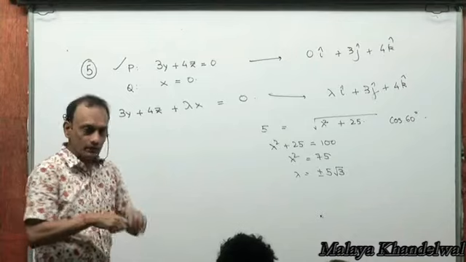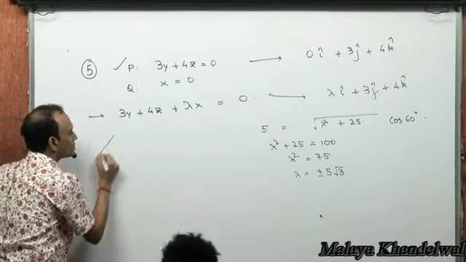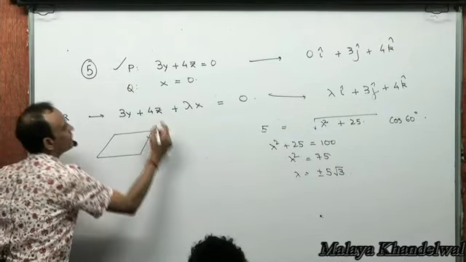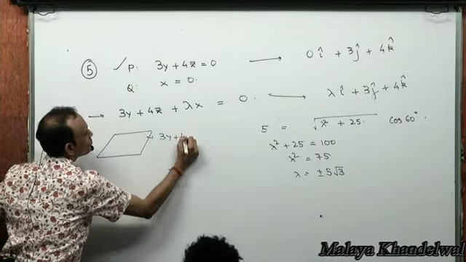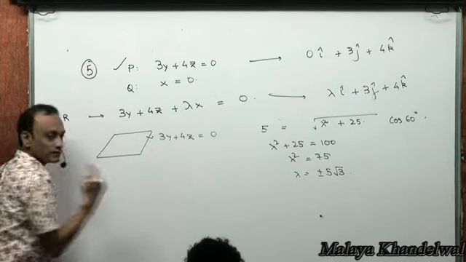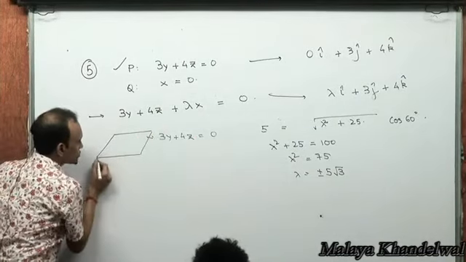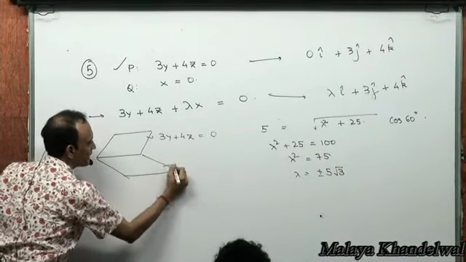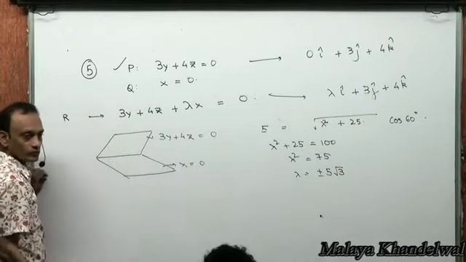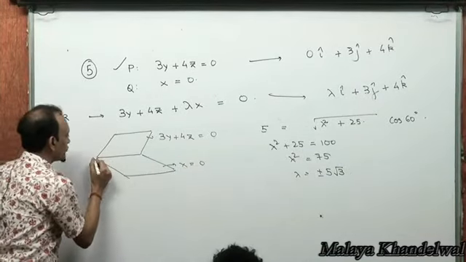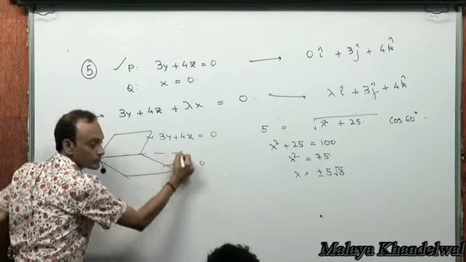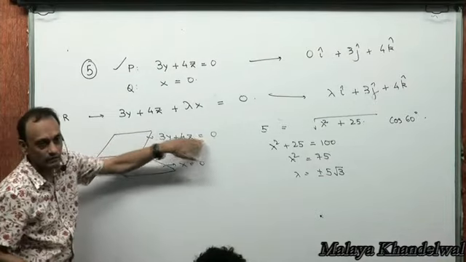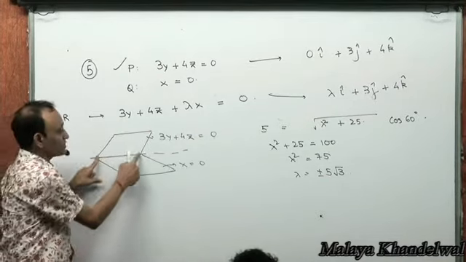See the final plane? Look. This was my original plane P. 3y plus 4z equal to 0 is this plane, right? And this plane x equal to 0 is this plane. The two planes have a line of intersection, right? Now what I do is I flip this plane, 3y plus 4z, about this line.